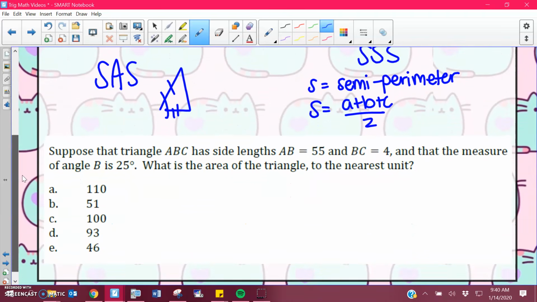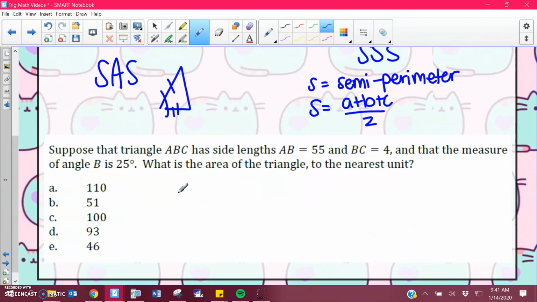So this right here: suppose that a triangle ABC has these 2 side lengths and the measure of angle B is 25. What is the area of the triangle to the nearest unit? So again, draw your picture real quick. I know you're like, I only have a minute to solve this problem, but drawing a triangle doesn't take that long, especially if you're not talking during it. 55 is AB, BC is 4, and the measure of angle B is 25 degrees.